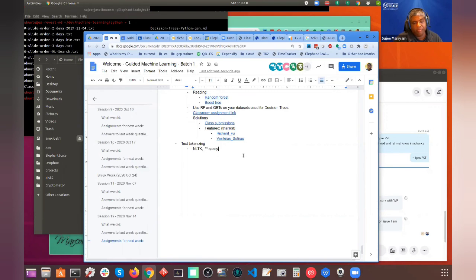Once you have text tokenized, then you can do things like count vectorizer, or word vectorizer, word2vec. Because remember, once you tokenize words, you have to somehow turn the words into vectors, right? These are some of the simple ones: count vectorizer, word2vec.